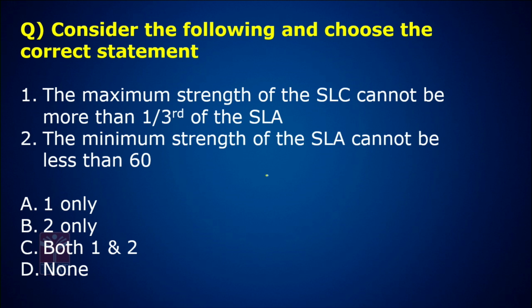Look at this. Now let us see the assembly first. The maximum strength of the assembly cannot be more than 500. It can be less than 500. The highest is UP, 403 MLAs. The minimum strength of the assembly cannot be less than 60, but there are a few exemptions.